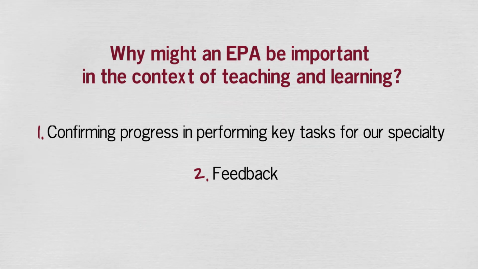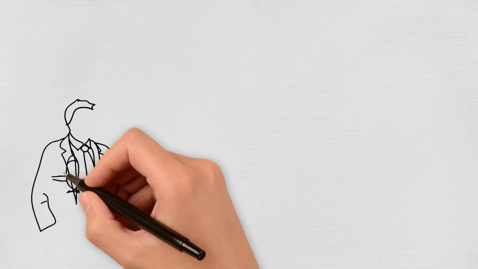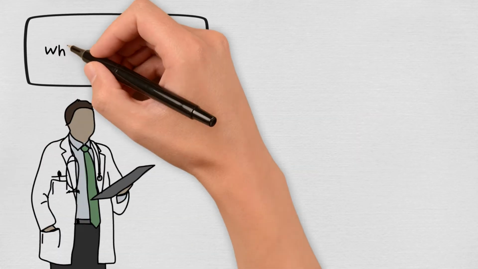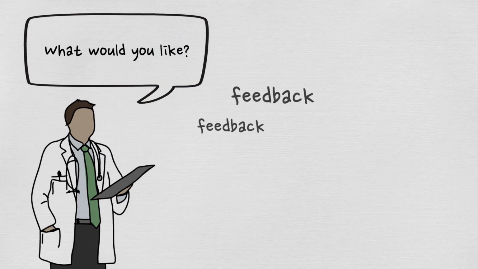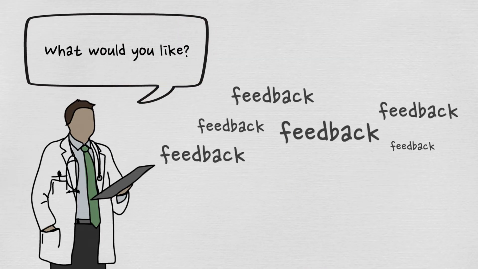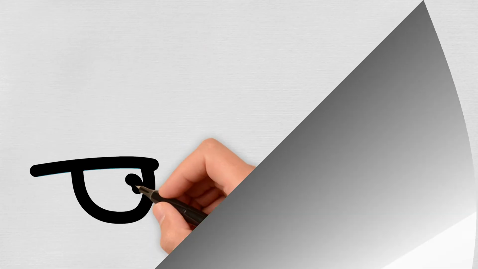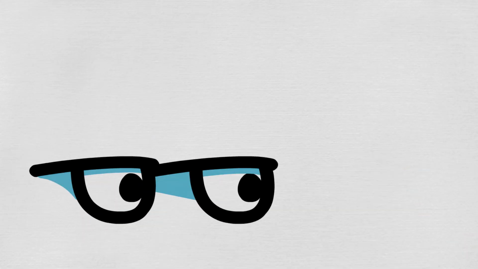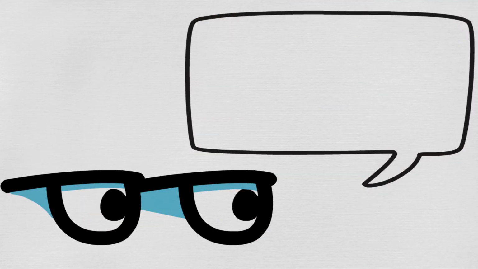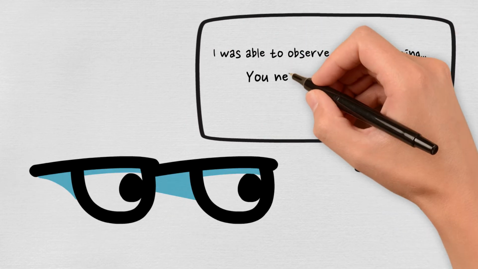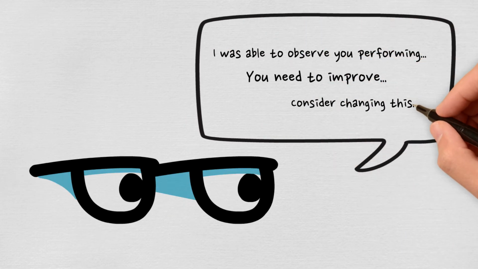Remember the other reason? The second one is feedback. For years, learners have been telling us that they want more meaningful and helpful feedback. Feedback is one of the most effective ways to support a resident's growth and development. The most specific and meaningful feedback is based on what is directly observed. It is directly observing a specific EPA task and providing meaningful feedback about it.